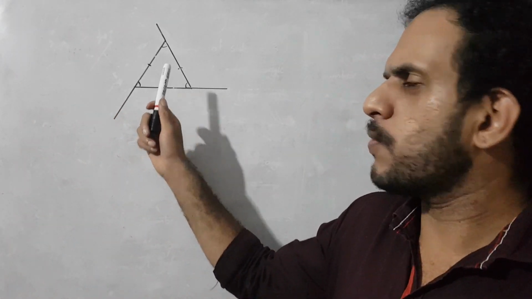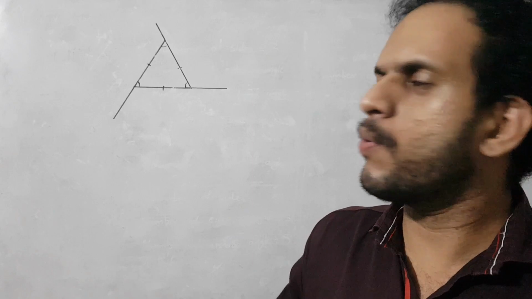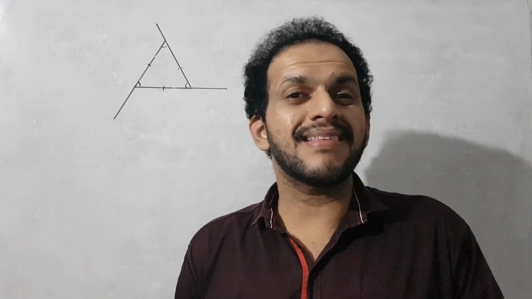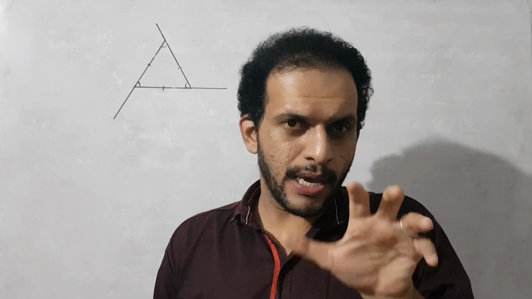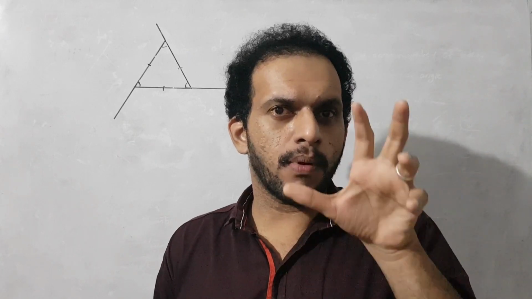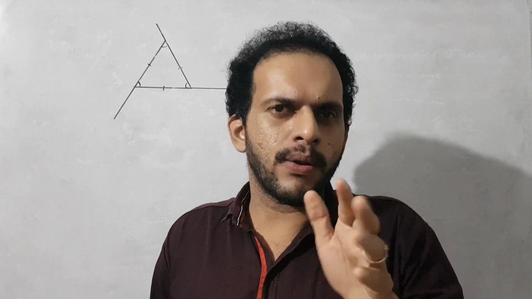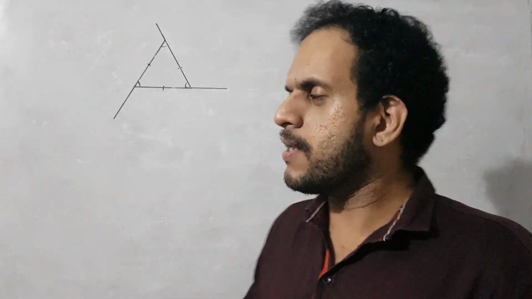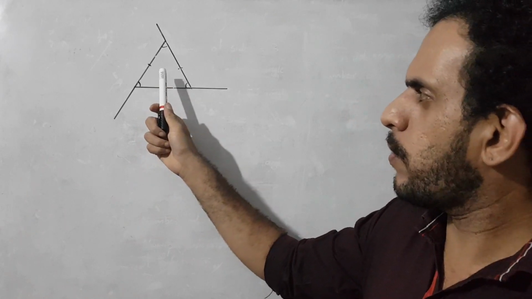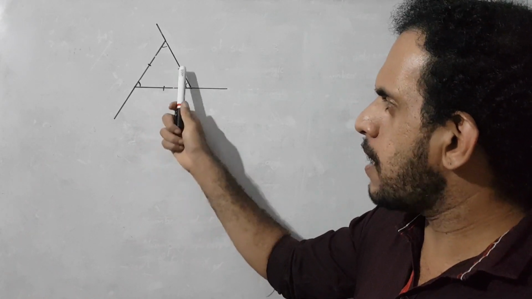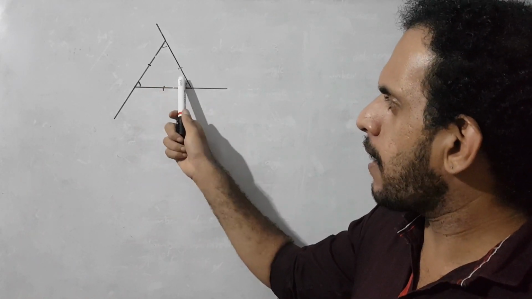In this figure, suppose it is an equilateral triangle. An equilateral triangle is a regular polygon. We know what a regular polygon means: all angles are equal and all sides are equal. So the equilateral triangle is a regular polygon, which means all sides are equal and all angles are equal.